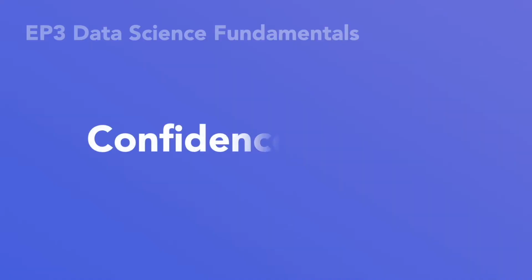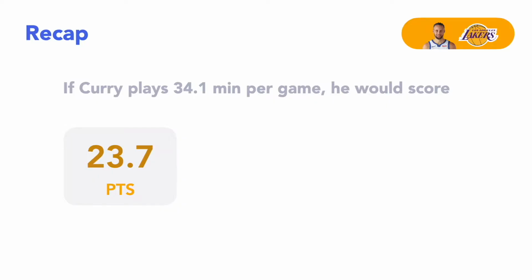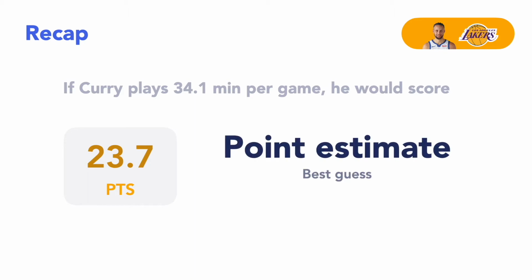In this video, we're going to introduce the concept of confidence interval. Previously, we discussed how to interpret the coefficients in a regression, and these coefficients are often called point estimates. You can simply think of that as the best guess of an unknown parameter. In our case, the best guess is Stephen Curry's average points if he joined the Lakers.